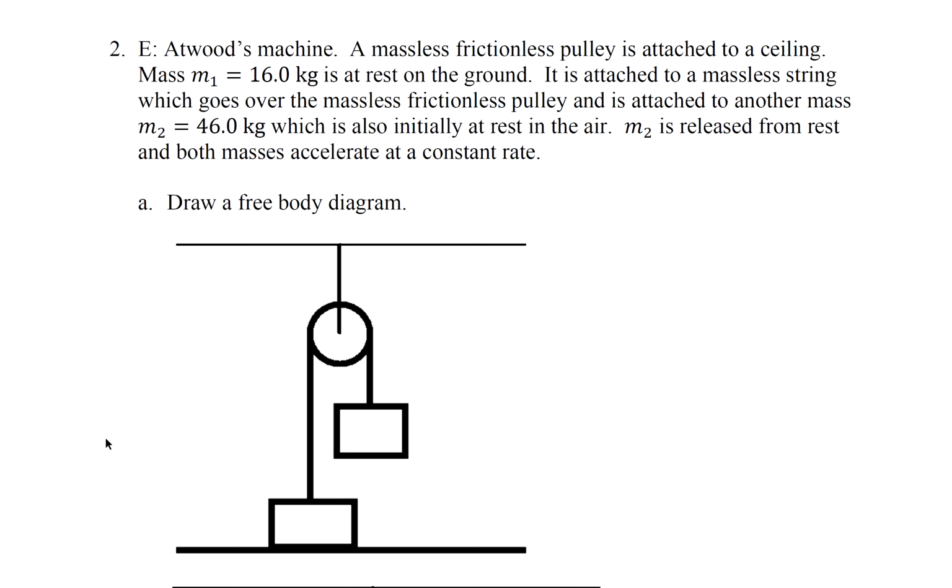Question 2, Atwood's machine. A massless frictionless pulley is attached to a ceiling. Mass M1 is 16 kilograms, is at rest on the ground. It is attached to a massless string which is over the massless frictionless pulley and is attached to another mass M2 equals 46 kilograms, which is also initially at rest in the air. M2 is released from rest and both masses accelerate at a constant rate.